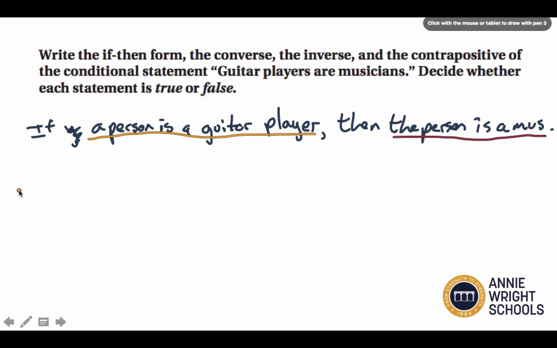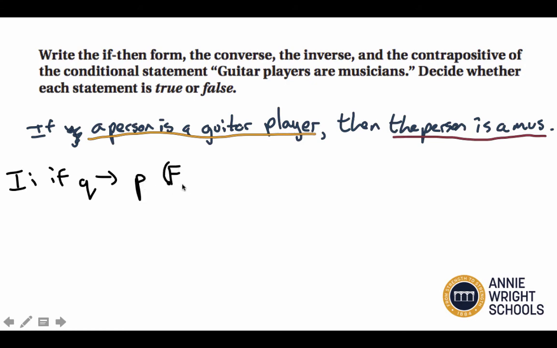The inverse. The inverse would be if the person is a musician, then the person is a guitar player. Now that's false. That's false because you could be a musician and not a guitar player. You could be a piano player, a violin player, a drummer, lots of things.